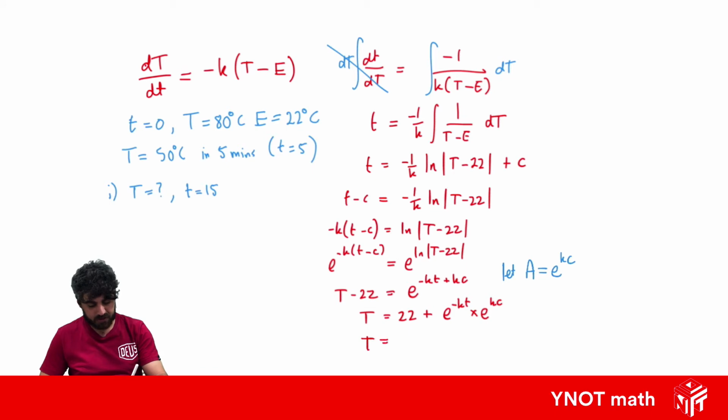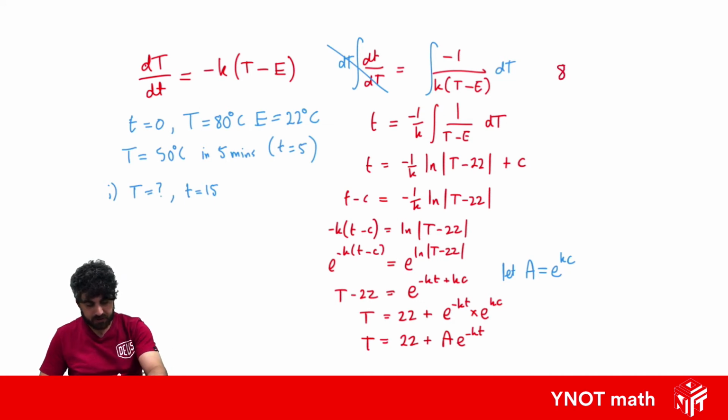And then we finally get an expression for T being 22 plus A e to the minus kt. And we can go ahead and use that to find the values for T. But we're going to need to find A first, and K. And we get some extra information to help us do this. So we know when the time is equal to 0, the temperature equals 80. So let's go ahead and use that information.